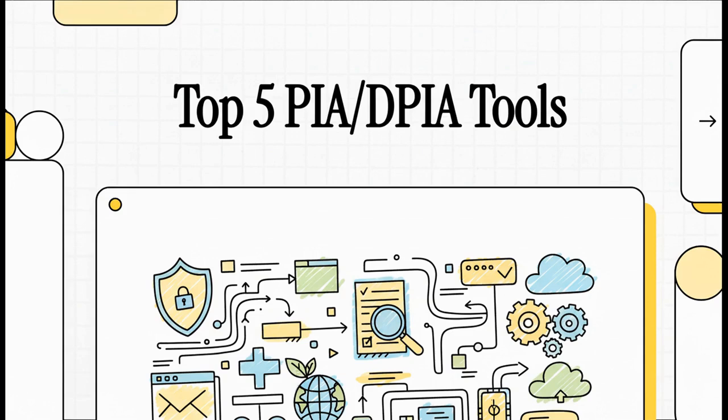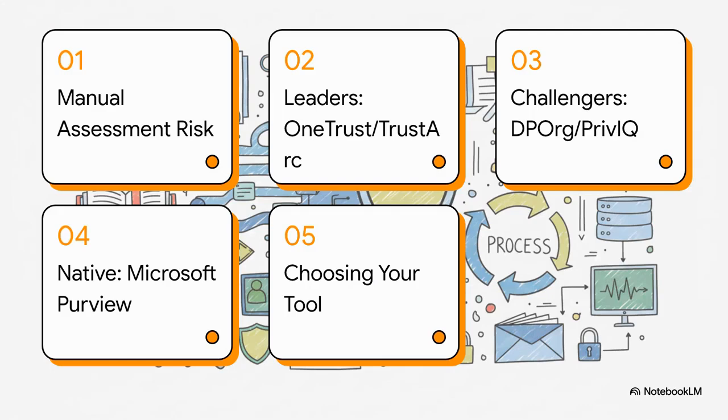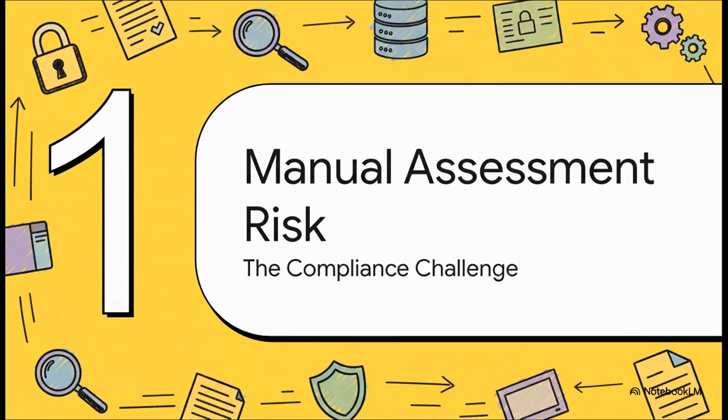So, we're going to dive into the top 5 tools out there that are designed to automate and streamline this whole critical process. So here's what we've got on tap for this explainer. First, we'll talk about the dangers of trying to do this all by hand. Then, we'll get into the industry leaders, check out some of the agile challengers, and look at the unique native option from Microsoft. And finally, we'll wrap it all up with how to pick the tool that's just right for you.